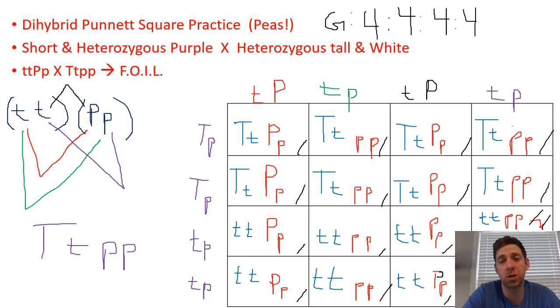Notice my genotype ratio, 4, 4, 4, 4, adds up to 16. We have 4 boxes on the outside, so 4 times 4, there's 16 outcomes. So one way to check this is that your genotype outcome adds up to 16. If it doesn't add up to 16, you made a mistake somewhere.